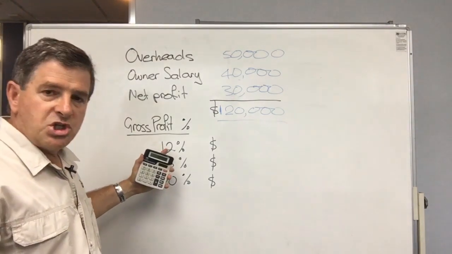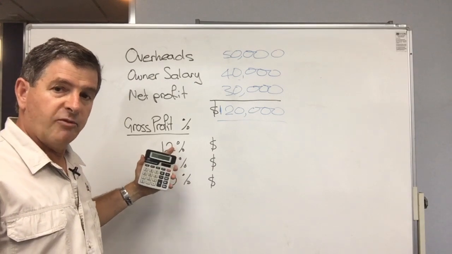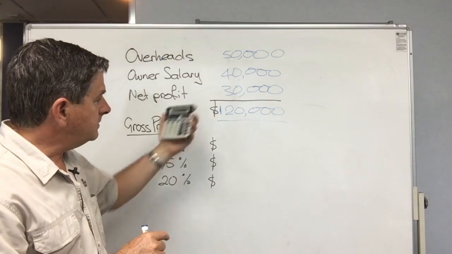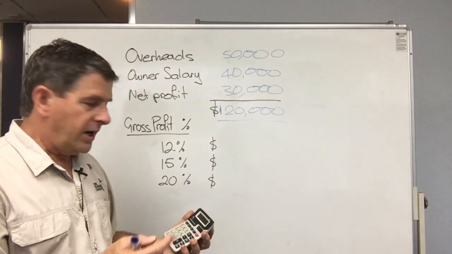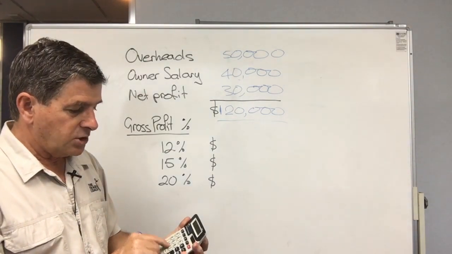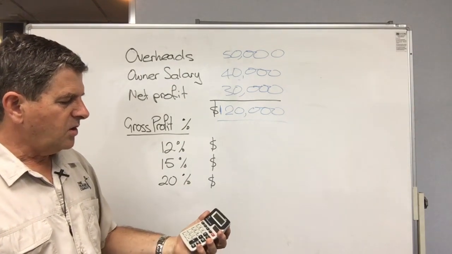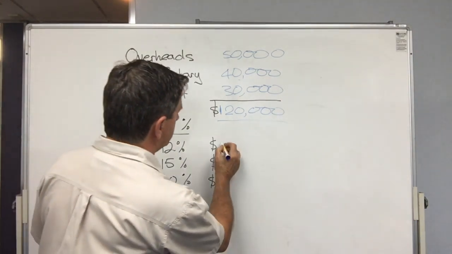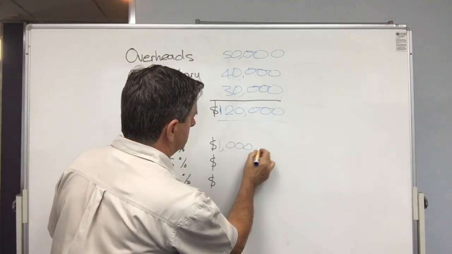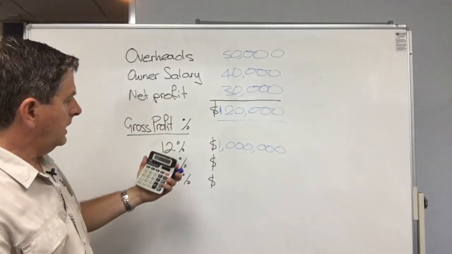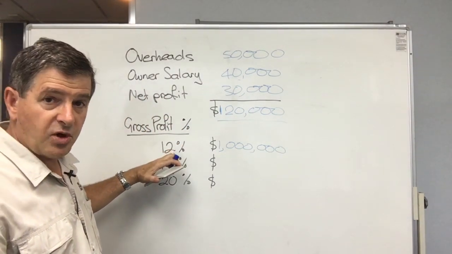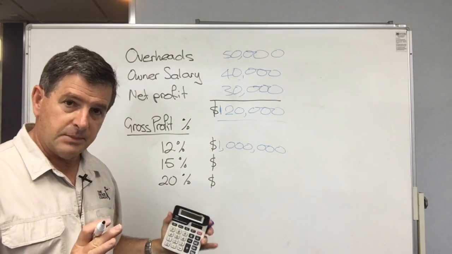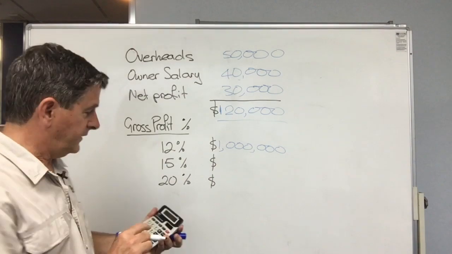So if you were achieving on average a 12% gross profit rate in your business, you take $120,000 and you divide that by the decimal of that, which is 0.12. So that means you need to do $1 million worth of revenue at 12% gross profit on average to achieve $120,000 gross profit. Make sense? Don't believe me? Get a calculator and figure it out.